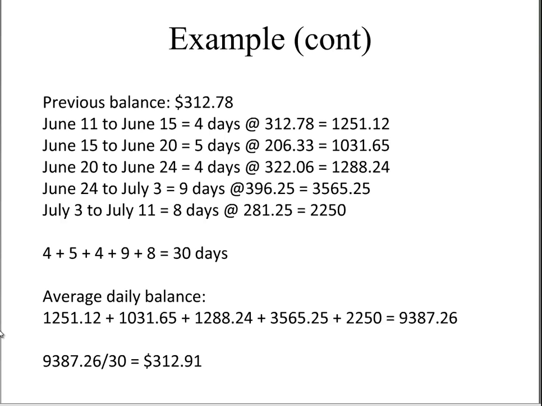So let's calculate the average daily balance. I'm going to take my amounts that you see, 1,251.12 all the way up to 2,250, and I get a total of $9,387.26. I'm going to divide that by the number of days, and that's 30 days. That gives me $312.91. That is my average daily balance.